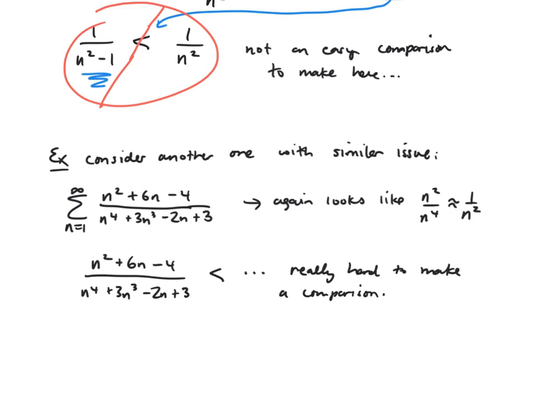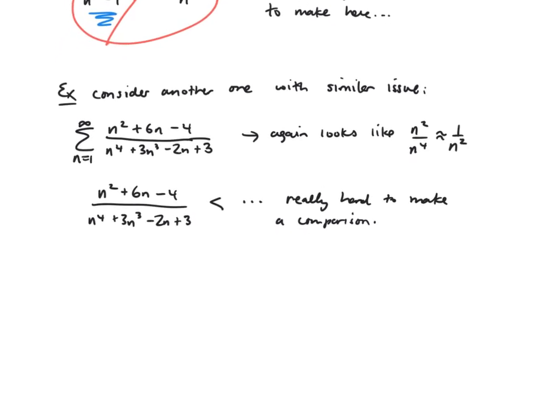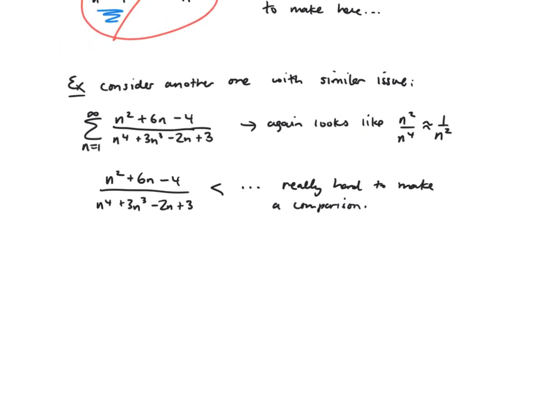Yet I still feel like it probably does converge. As you go to infinity, it's still going to be dominated by the n squared over n to the 4th, and it's still going to behave like 1 over n squared, so I'm thinking it probably still converges. But I'm hitting a wall with the comparison test. It's not really doing what I wanted in a couple of different contexts.